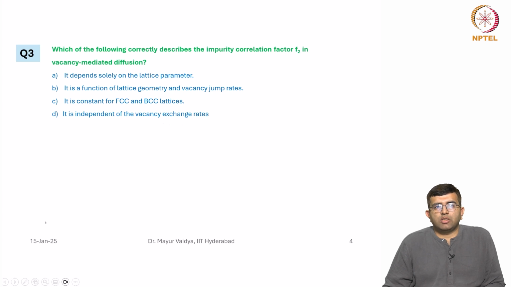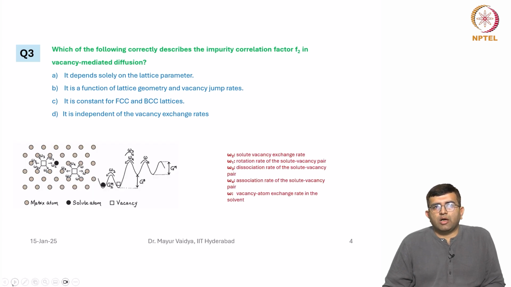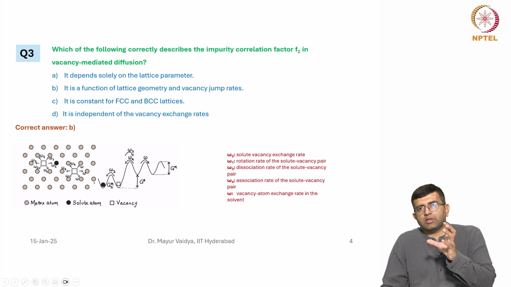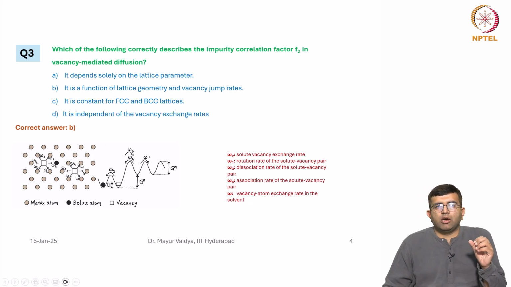So, here we saw that when it comes to solute diffusion which is vacancy mediated, it is not just one vacancy exchange rate that we have to consider. What we typically consider, for example for FCC, is a 5 frequency model, where 5 different types of frequencies have to be considered in order to arrive at the correlation factor. Since these vacancy atom exchange rates are involved, it is not just the crystal structure, but also these vacancy jump rates which are important. So, the correct option is B. It is not the same for FCC and BCC lattices, the lattice geometry is different, and clearly it is not independent of the vacancy exchange rates either.